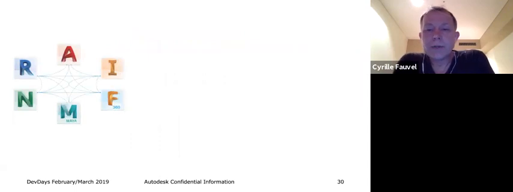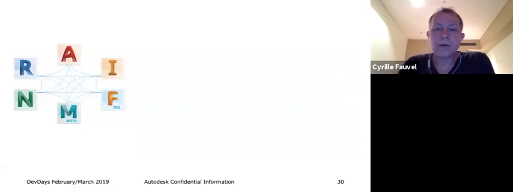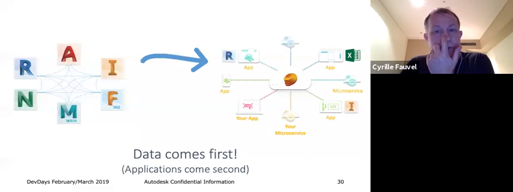So remember, the architecture on the left reflects an application first, data second approach, which is about how you would exchange data from one software to another. And we're going with the Forge data platform with the data at the center. So something closer to this.